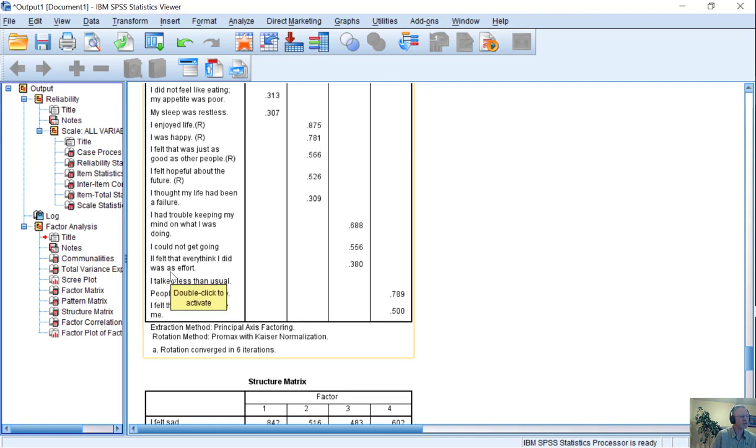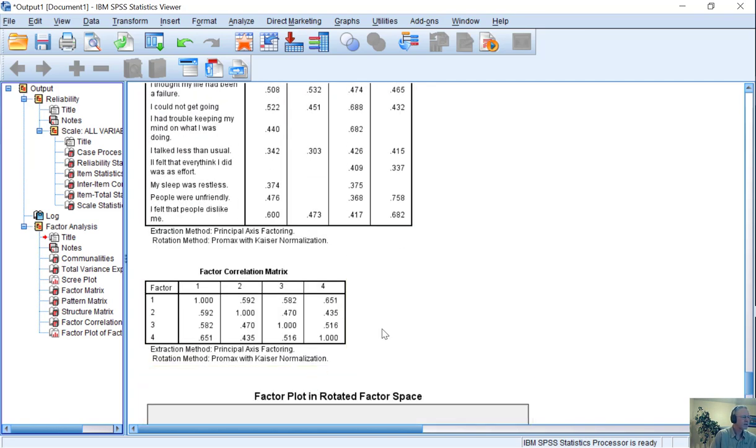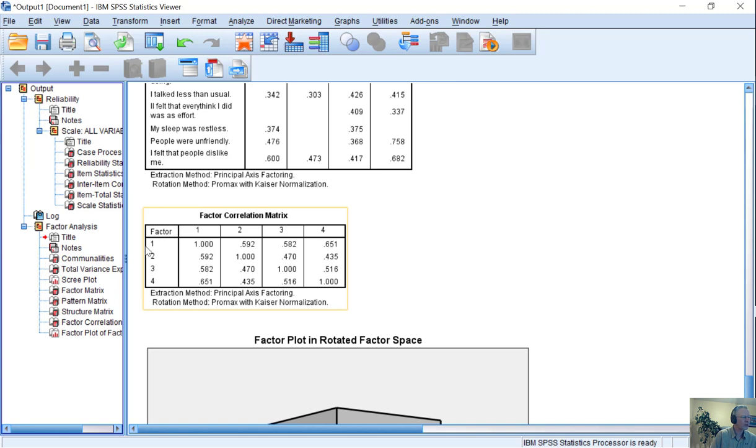I felt that everything I did was an effort. Well, those are motivational deficits, and motivational deficits have often been considered a subcomponent of depression. And then people were unfriendly. I felt like people disliked me. Here we're getting into social deficits. So it makes sense that those could be separate components of depression. How do those components correlate with one another?